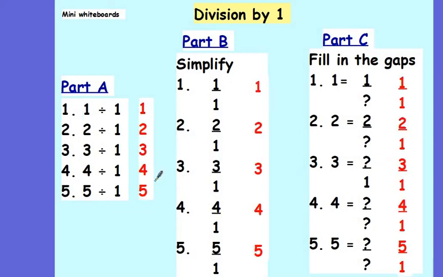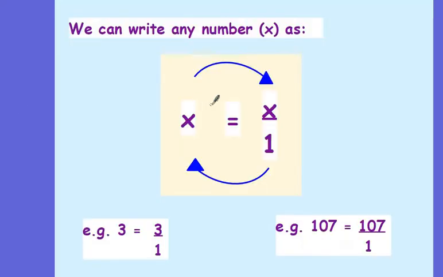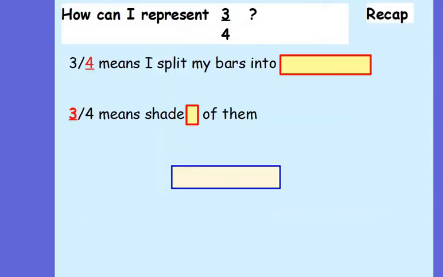And these are the answers. Please check your work and see how you did. So far we've worked out that if I've got any number, I've just called it x because we can use x for any number, I can write that as x over 1. For example, I can write 3 as 3 over 1. I can write 107 as 107 over 1. We can use those interchangeably and they mean the same thing.